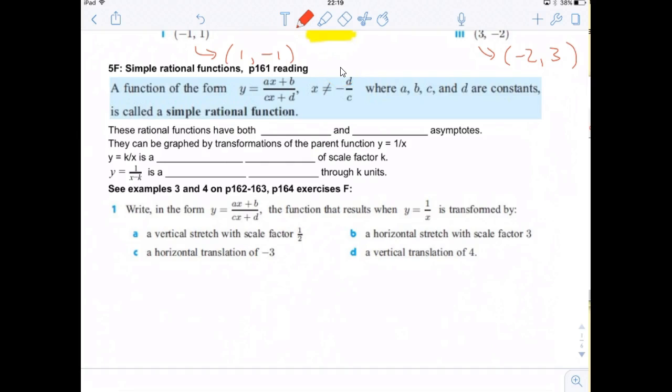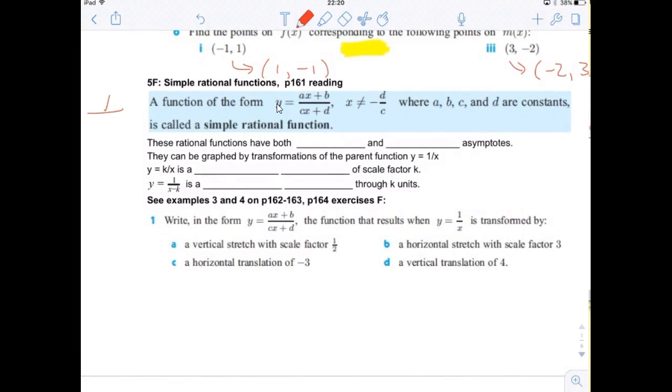5f, simple rational functions. A function of the form y equals ax plus b over cx plus d, where x is not equal to negative d over c, where a, b, c, d are constants, is called a simple rational function. This is the same functions that we worked with in 10th grade, like 1 over x plus 1, or 1 over x, or x plus 5 over x plus 1. Okay?